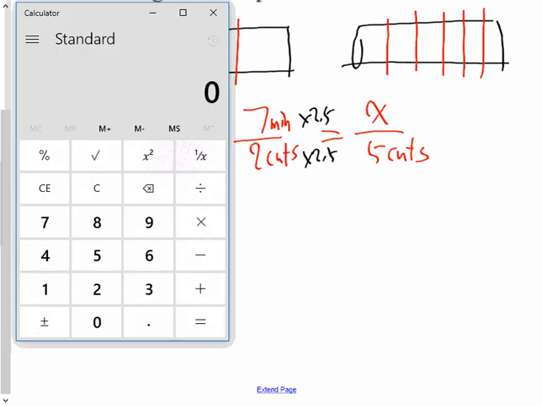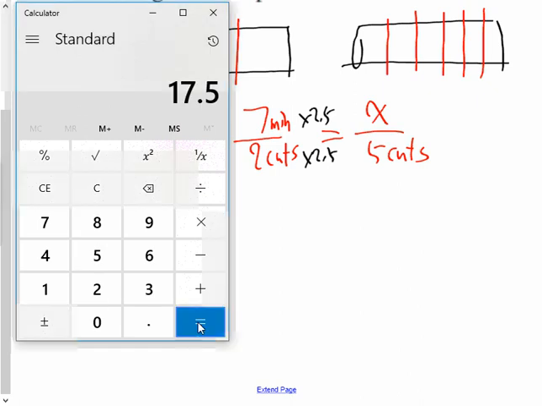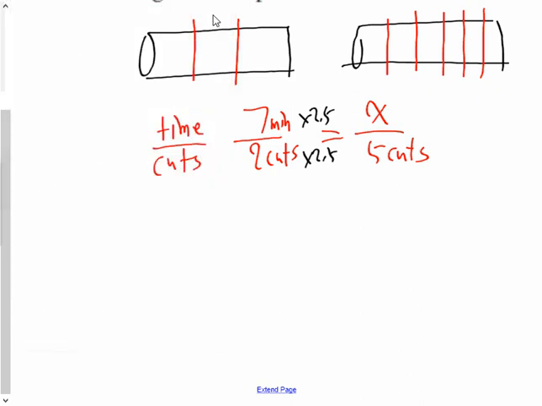And then you would take your 7 minutes multiplied by 2.5, and you would realize that it would take 17.5 minutes, or more appropriately, 17 minutes and 30 seconds. Agreed? So if it takes him 7 minutes to make 2 cuts, it will take him 17 minutes and 30 seconds to make 5 cuts, or to make 6 pieces in the log.